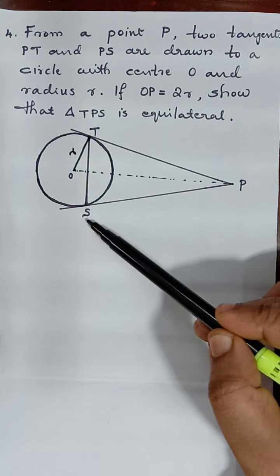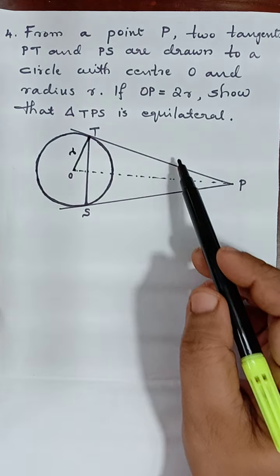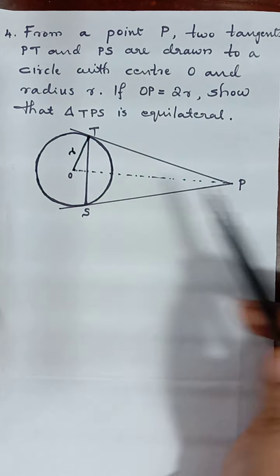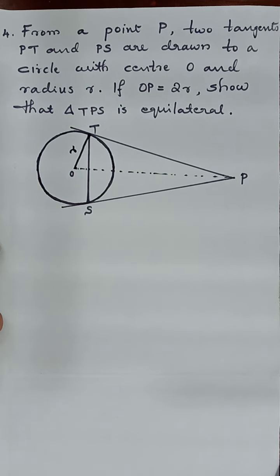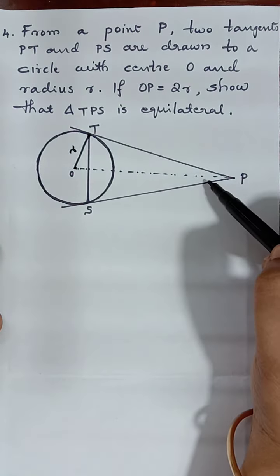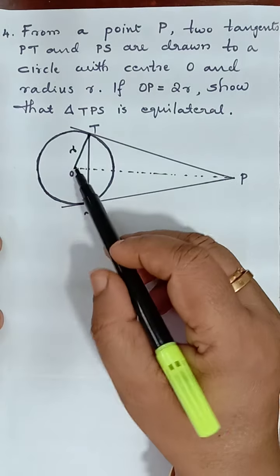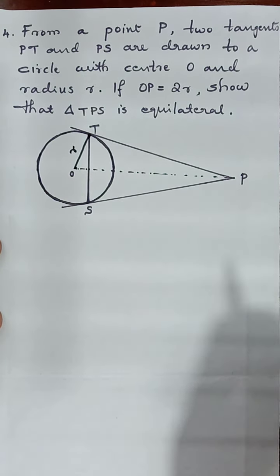Triangle TPS is equilateral. What is meant by equilateral? TP equal to PS is equal to TS we have to prove. All the three sides are equal we have to prove. Or all the three angles are 60 degrees each. That's what here we have to prove. So what to do for that? Here we know what OT is equal to and what OP is equal to. Shall we do something with that?